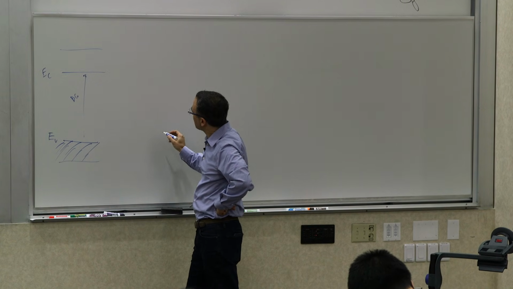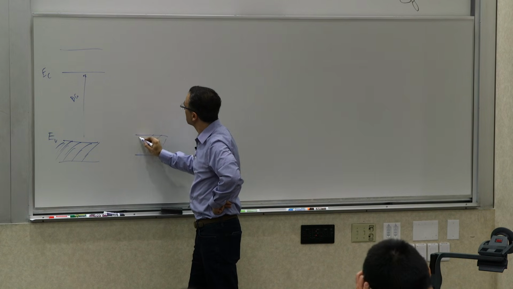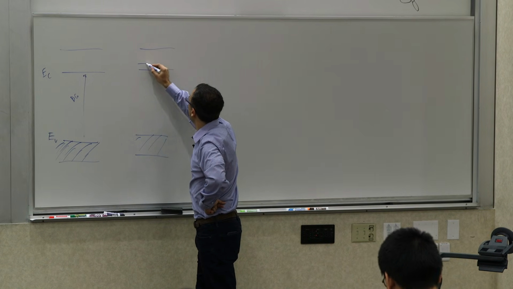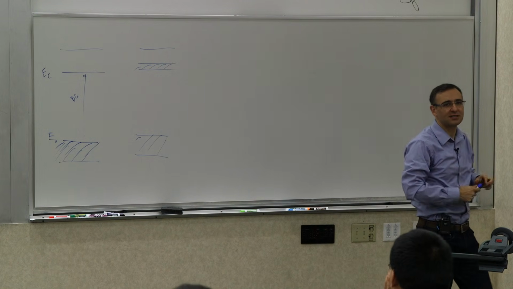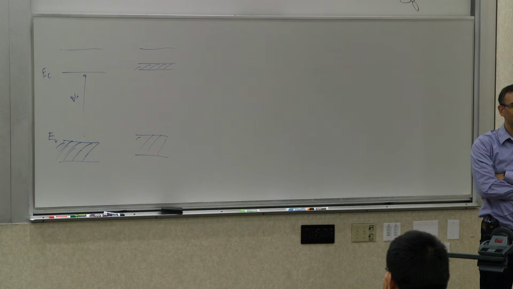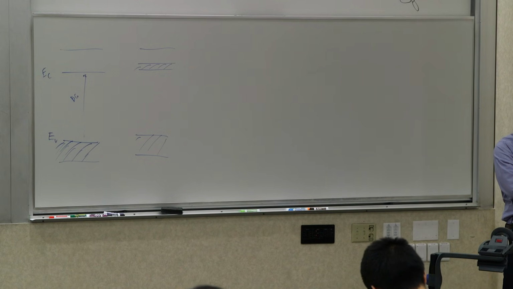Now, what if I had a partially filled conduction band? Say I had some electrons here. What kind of material is this? It's a metal. It's a conductor. It's most likely a metal, but it's definitely a conductor.